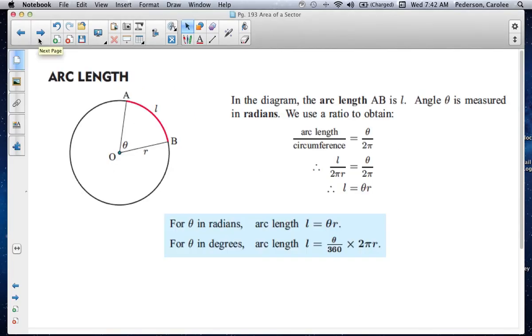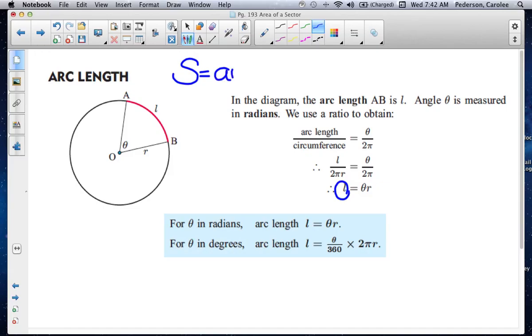The first piece is taken from the textbook. They use a little bit different notation for arc length. They use the letter L, where a pre-calculus textbook would use the letter S for arc length. So be comfortable with both of those notations.